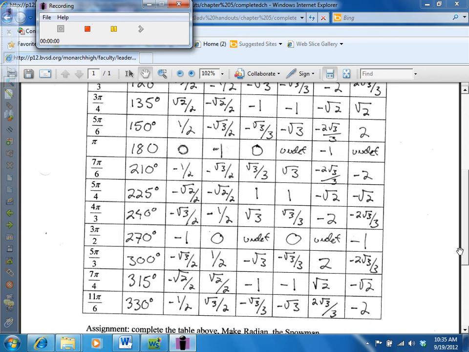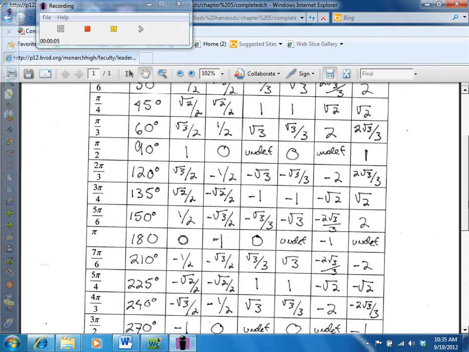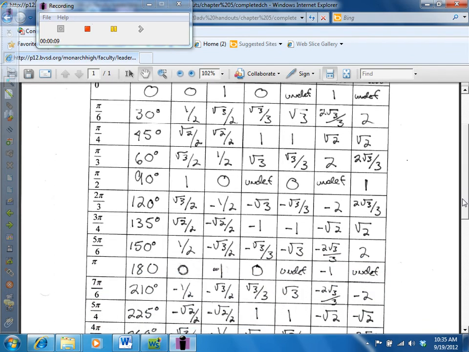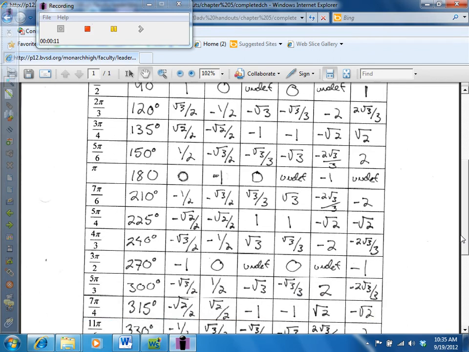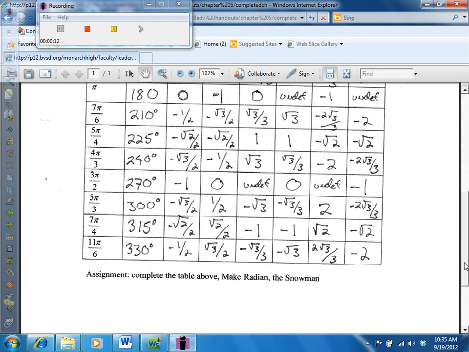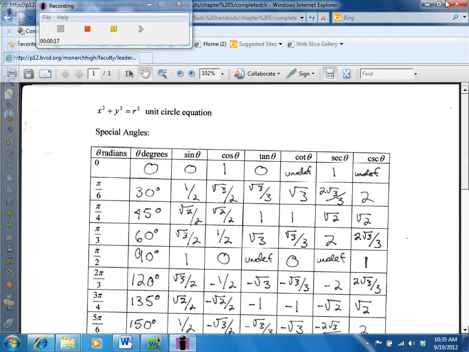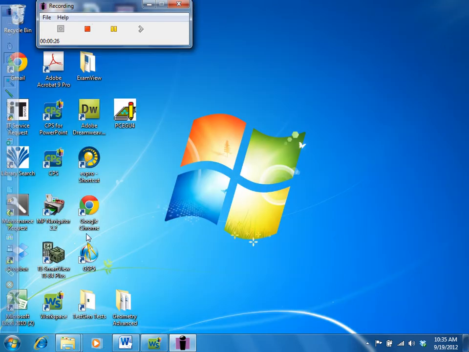For those of you who aren't here today, here's the chart that we just filled in class. If you want to get it, it's on my website. But there it is. As you can see, it looks exceptionally lovely. And you can fill it out. But the most important thing here is the unit circle. And I'll try to bring that up where I can.